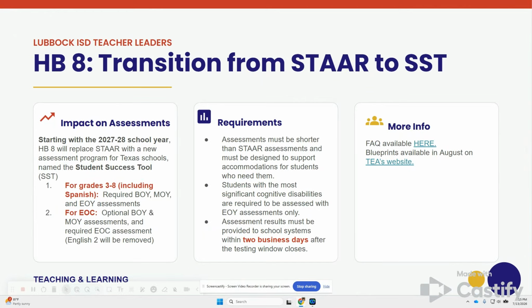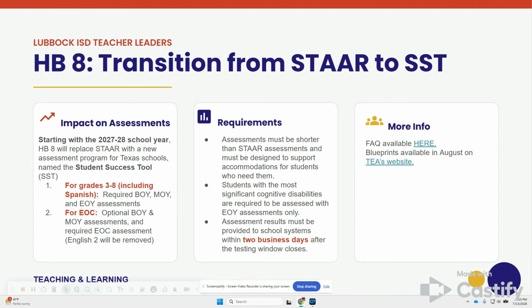English 2 is removed from the EOC list. I don't really know a lot of information yet, but I'm doubting very seriously that some high schools will opt in or opt out of those EOCs. We'll make a consistent decision across the district.